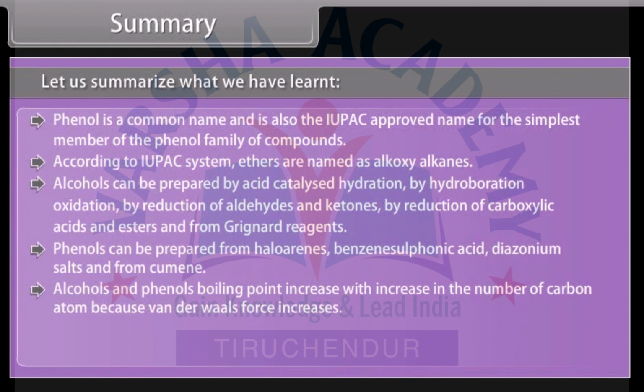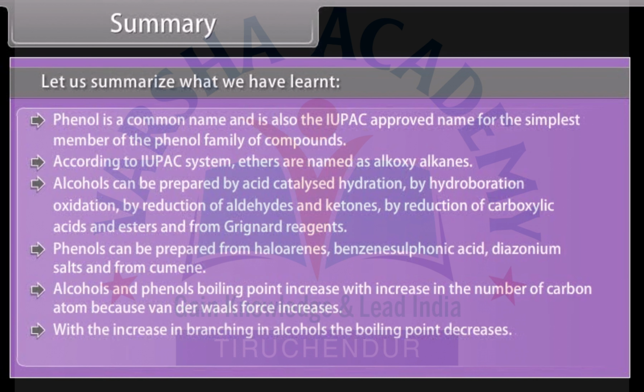Phenols can be prepared from haloarenes, benzene sulfonic acid, diazonium salts, and from cumene. Alcohols and phenols' boiling point increases with increase in the number of carbon atoms because van der Waals force increases. With the increase in branching in alcohols, the boiling point decreases. Generally, alcohols and phenols are soluble in water.